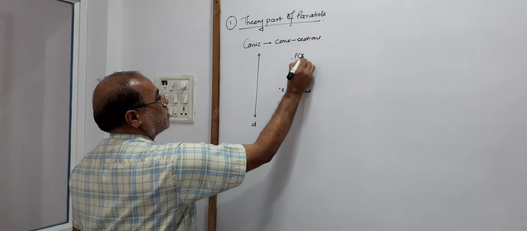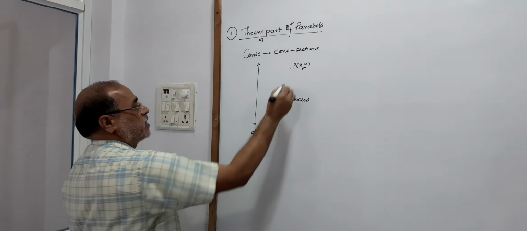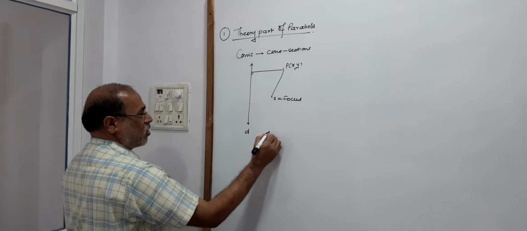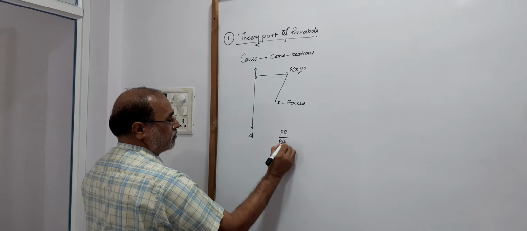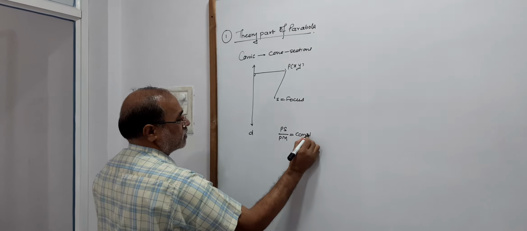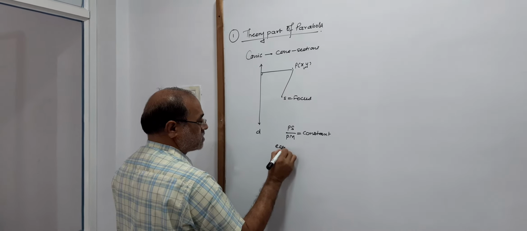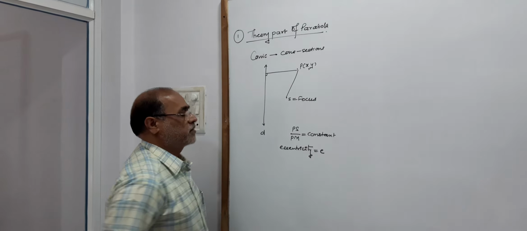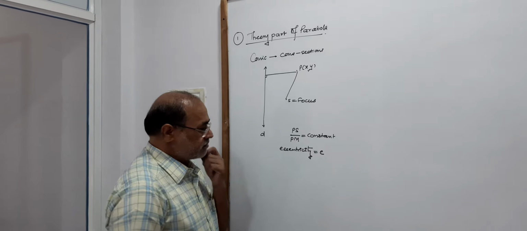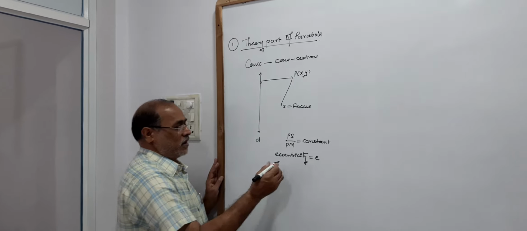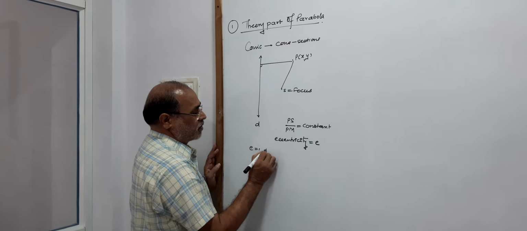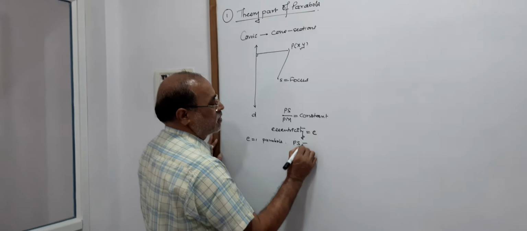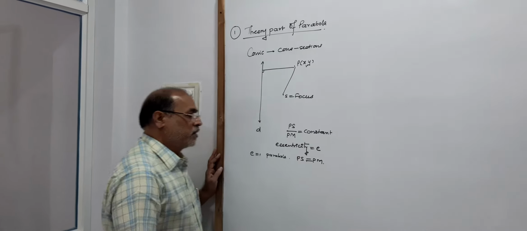Suppose P(x,y) be any variable point, then PS and perpendicular distance PM, the ratio of PS to PM is always constant, and this constant is called the eccentricity of the conic. For a parabola, this eccentricity e is 1. Means here we can say PS is equal to PM.